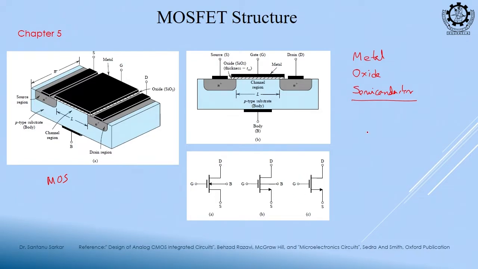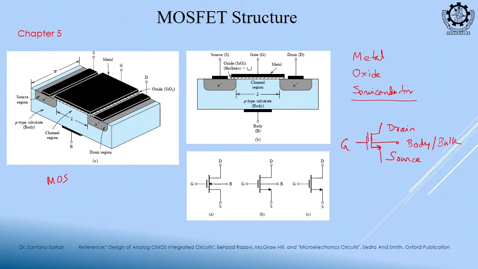By default, we have gate, drain and source. We have 4 terminals, but generally the main 3 terminals are gate, drain and source. Apart from these, we have another 4th terminal, that is body or bulk. So, this is termed as body.